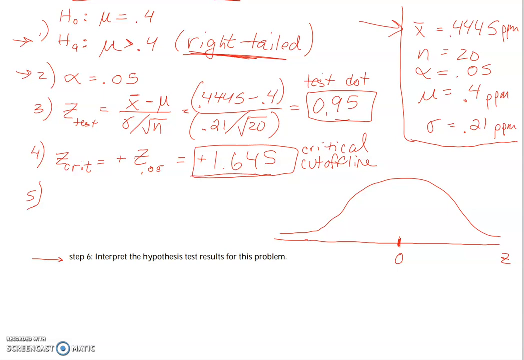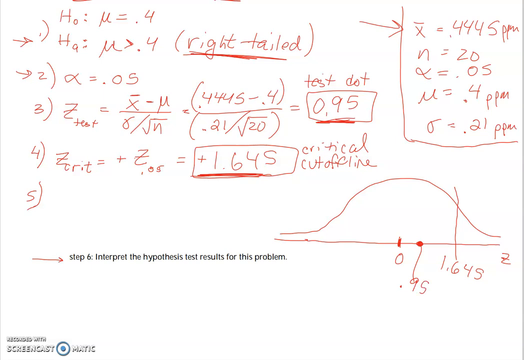So this is a right-tailed test. We have a positive Z as our cutoff value, so I put that in here, just approximately in the right place. 1.645, that's our critical cutoff line, Z critical. The test dot now is 0.95, so that's also on the positive side, but it's a little bit smaller number, so that's going to be about right there. So we'll call that 0.95, about right there.